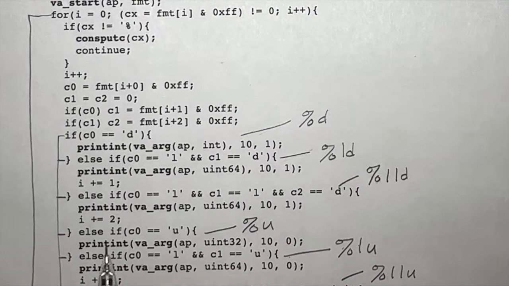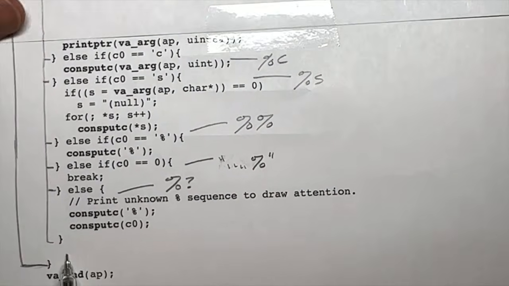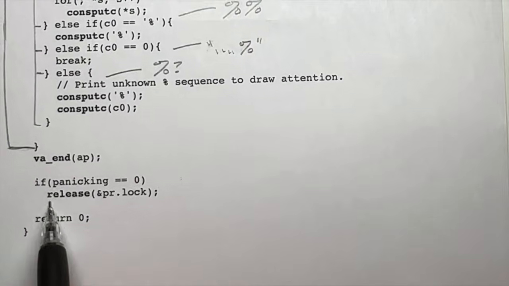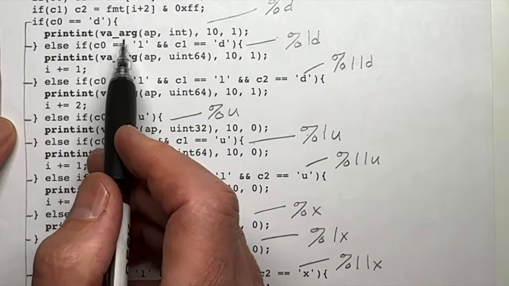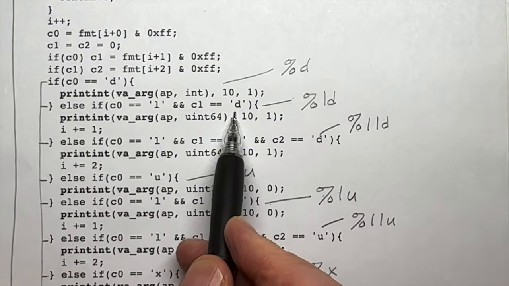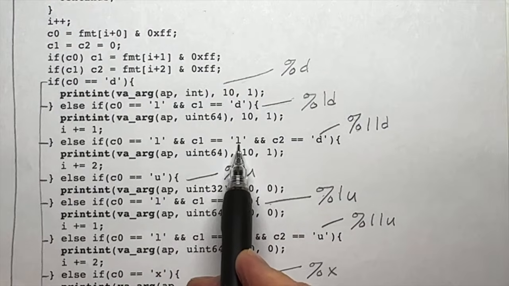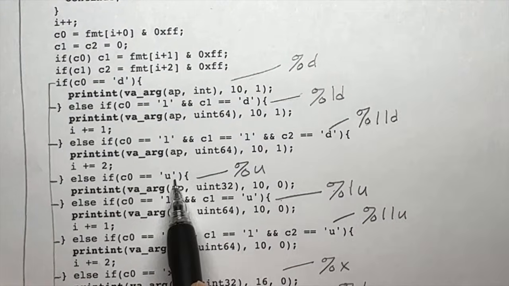Then we have this giant if statement where we see what format code or codes we have, and we do the appropriate thing. For example, is it just a d? Or is it an l followed by a d? Or is it an l followed by an l followed by a d? Or a u? And so on.